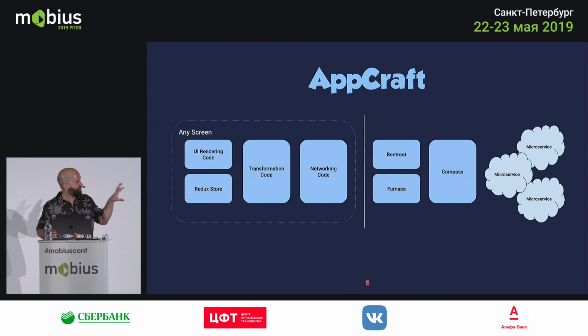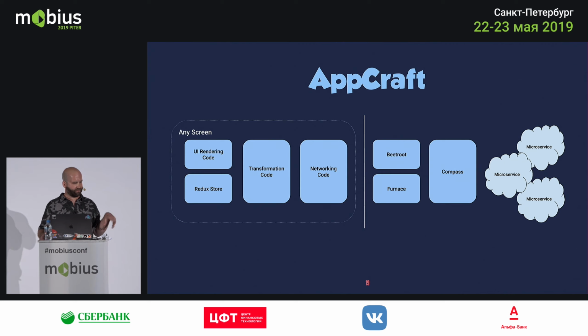So here's the diagram of what we call AppCraft. As you might have guessed, it's a Minecraft-inspired naming scheme. You see that over here on the right with the names of these services. I will go into more detail about what each of those are in a minute, but the important difference to notice is there's not an API gateway here. There are these three services, Beetroot, Furnace, and Compass. And then on the app side, we still have the networking code, and we still do some transformation. I'll explain why when we get to that point.